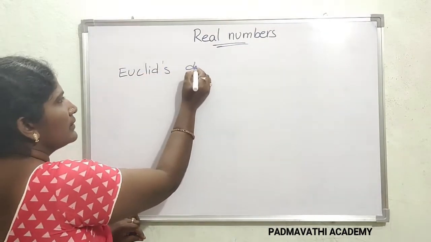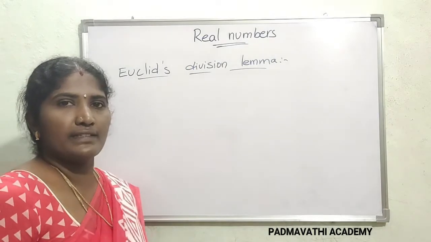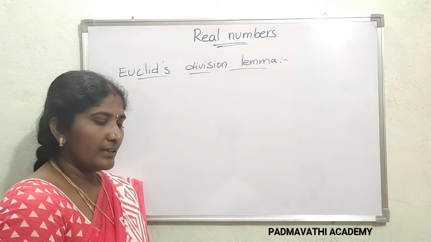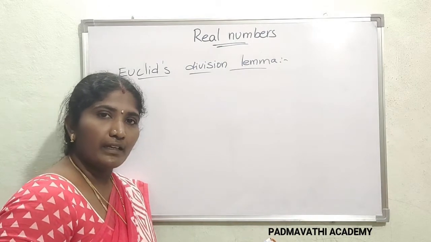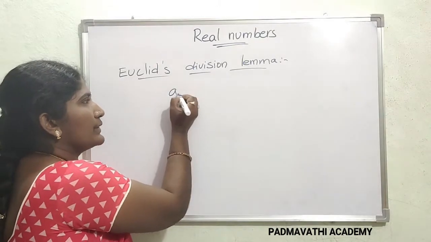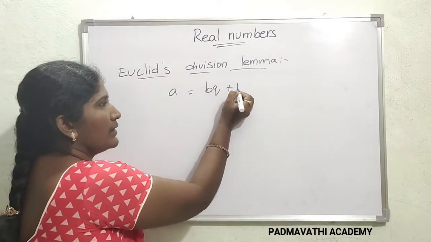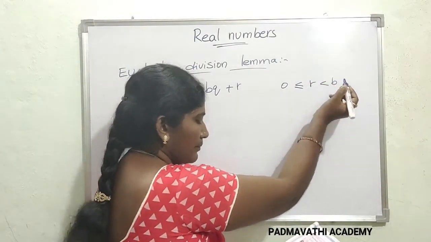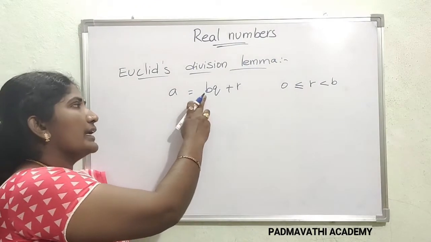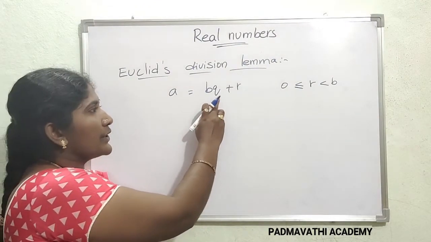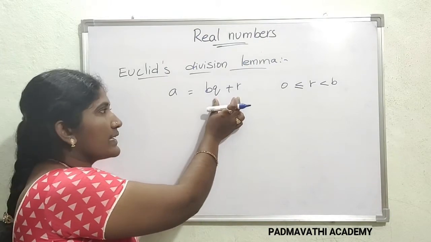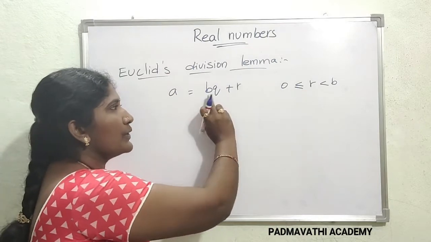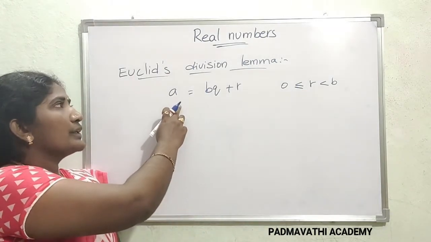Euclid's division lemma. What is Euclid's division lemma? Given positive integers a and b, there exists a unique pair of integers q and r satisfying a is equal to bq plus r, where 0 less than or equal to r less than b. This is the condition where a, b are some positive integers. Here q and r are also integers satisfying a equal to bq plus r, and the remainder must be between 0 and b. This condition is called Euclid's division lemma.